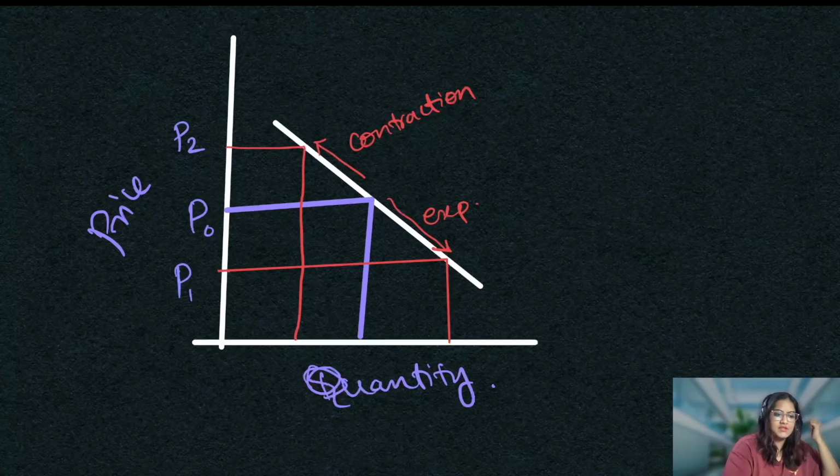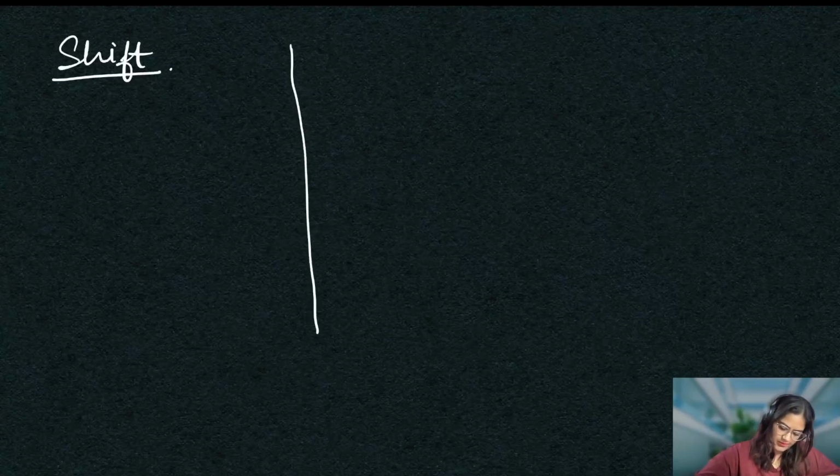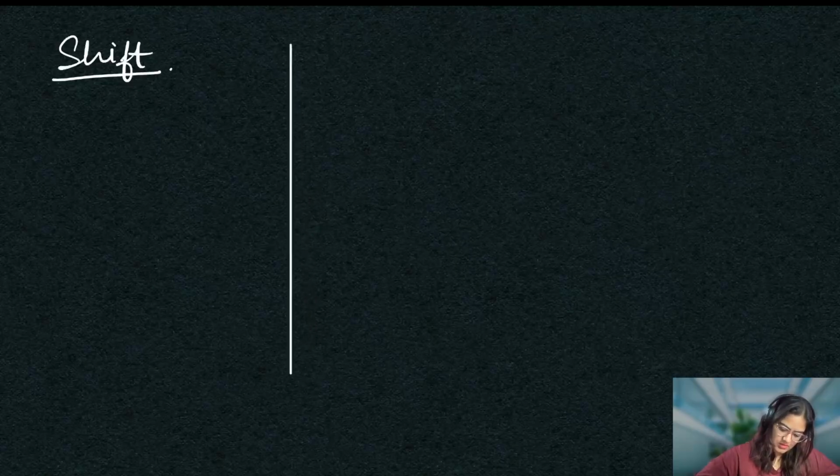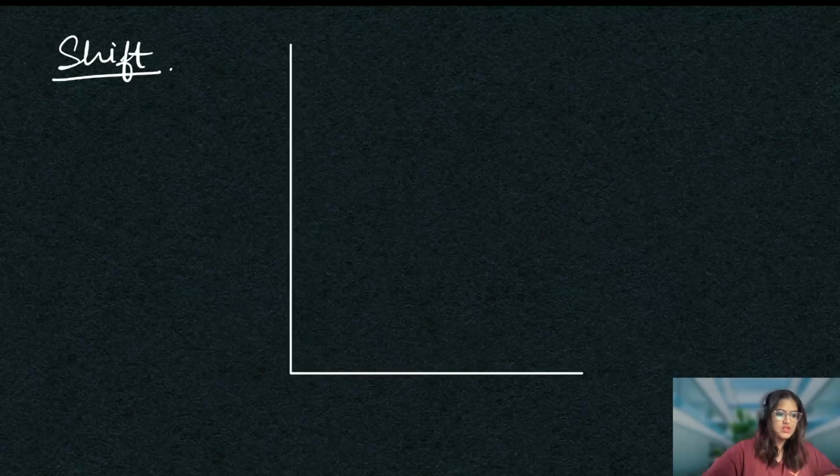Now let us understand what is shift of demand curve. Shift occurs when something other than the price of the product changes. So, what is this something? What are these other factors that can change?